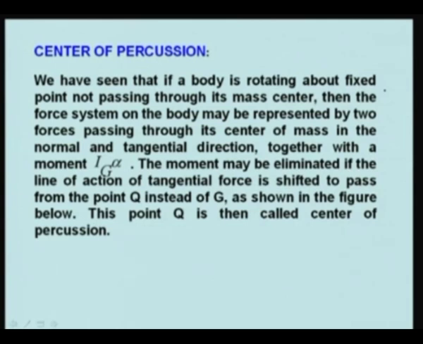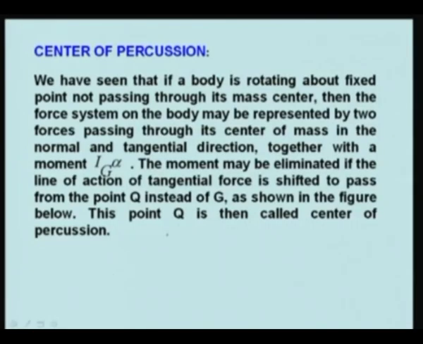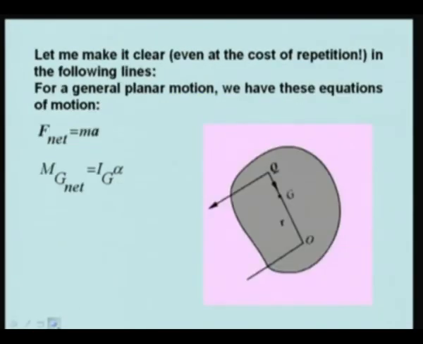The moment may be eliminated if the line of action of the tangential force is shifted to pass through the point Q instead of G. In the same line, you join O and G, and then you shift it, as shown in the figure here. This point Q is called the center of percussion. So now I have made another diagram. In this diagram the moment has been eliminated. Why? Because there was a force passing through G, and I have shifted it in a parallel manner to another point Q on the same line.